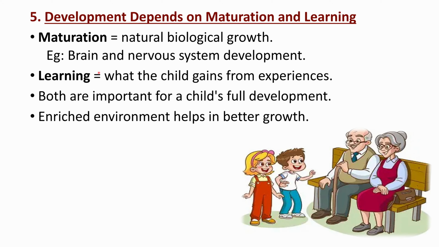Learning means the skills and knowledge that the child gains from experience and from interacting with the environment. I'll give you one simple example. A child learns language, behavior, and social skills by observing and interacting with the parents, teachers, and other people. So, both maturation and learning are important for a child's development. When a child grows in a good and supportive environment with proper care and opportunities to learn, it helps the child develop better and faster. So that's about the fifth principle.